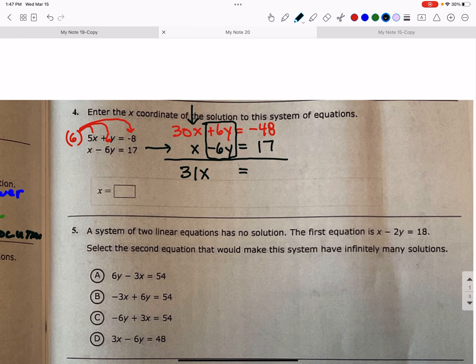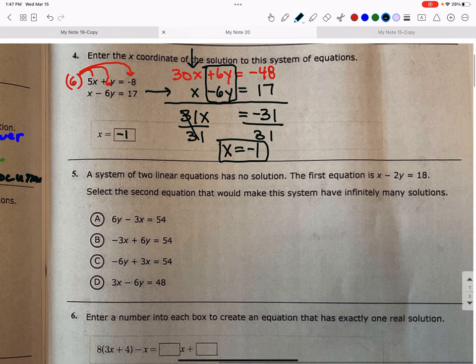The negatives win by 31. All right, so we divide by 31. And x equals negative 1. So there we go. We know what the x equals. So if you're an honors kid, you probably would have got that without my help. If you're not, that's probably pretty tough. I just want you to see it.